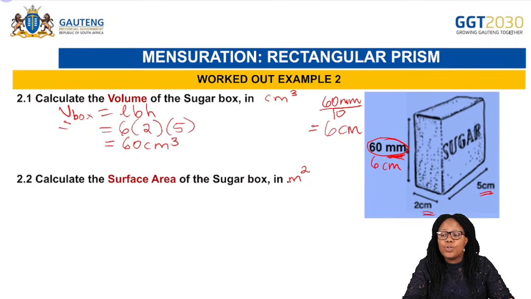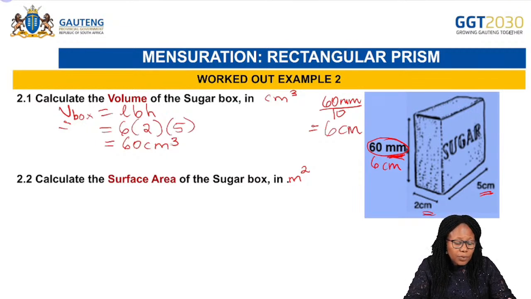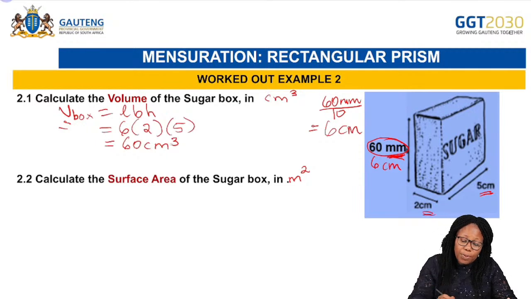And then 2.2. Calculate the surface area of the sugar box now. Surface area, do you still remember? We are talking the top, the bottom of the container, the left, the right of the container, and then we are taking the front and the back from that side.